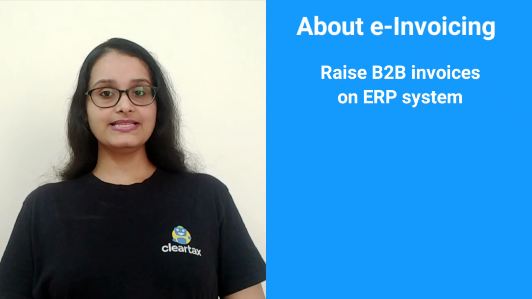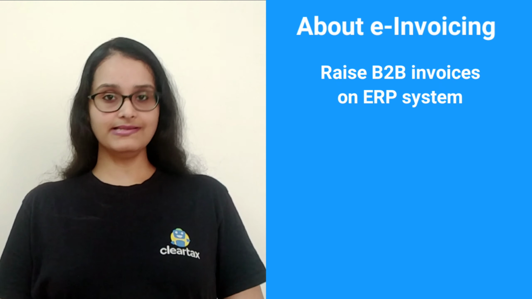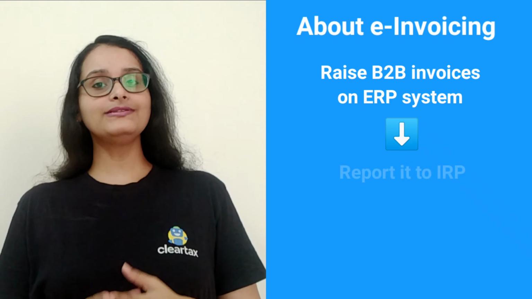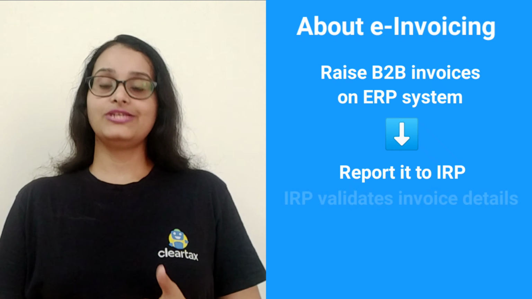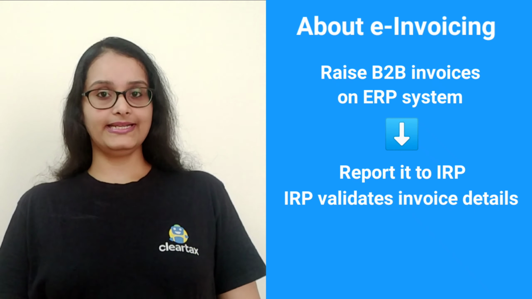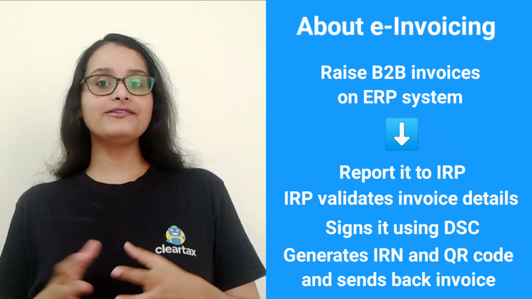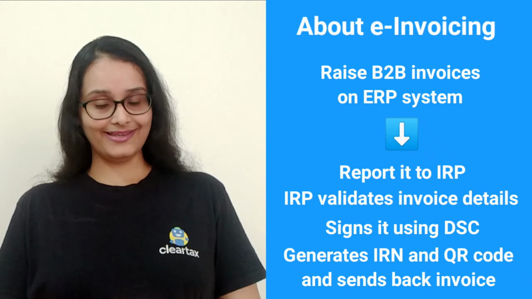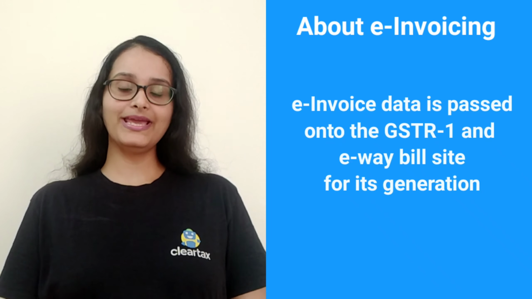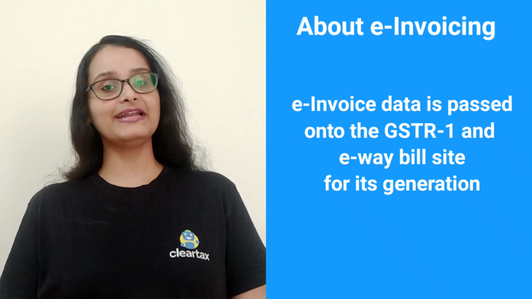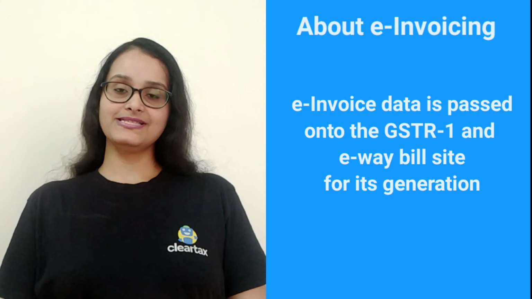The applicable businesses must raise B2B invoices as it has been doing so in the past on its ERP system. Thereafter, it must report the same on the government's invoice registration portal, that is IRP. GST network will validate the invoice details and sign it using DSC. It will generate QR code and invoice reference number or IRN that is unique, and it will send the signed e-invoice back to you. Further, these B2B invoice details will be automatically populated into GSTR1 and wherever applicable will also generate e-way bills for you.